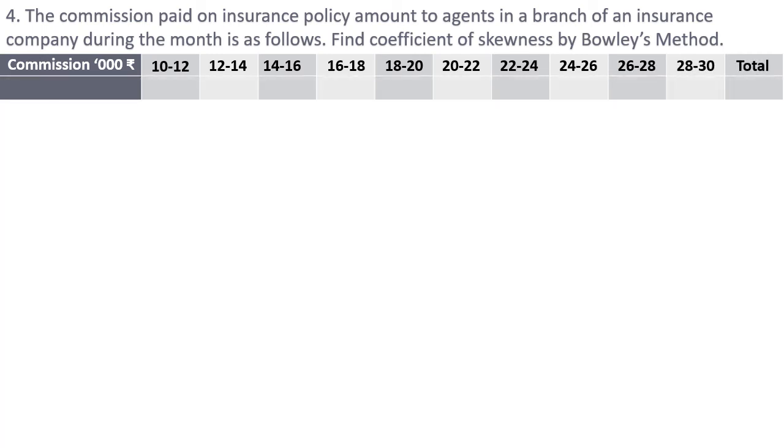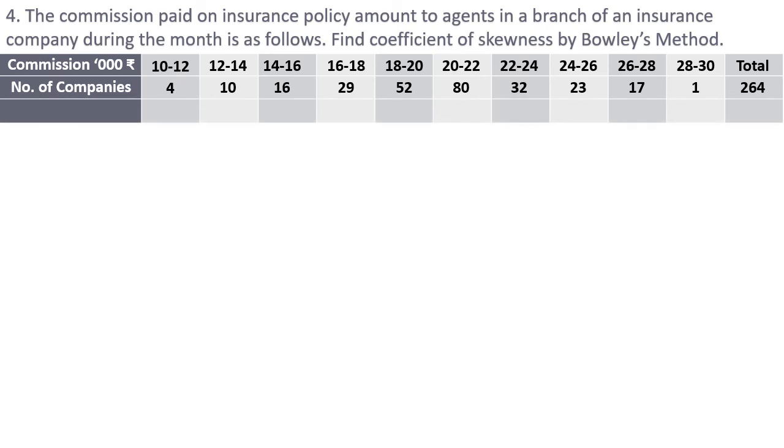So this is a huge data. In the question, clearly the coefficient of skewness by Bowley's method is to be calculated. The number of companies are 4, 10, 16, 29, 52, 80, 32, 23, 17, and 1. The total is 264. We have to start with cumulative frequency because Q1, Q3, and M are to be calculated.